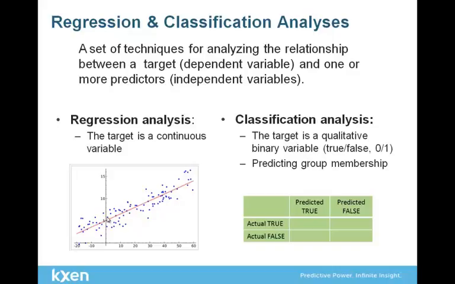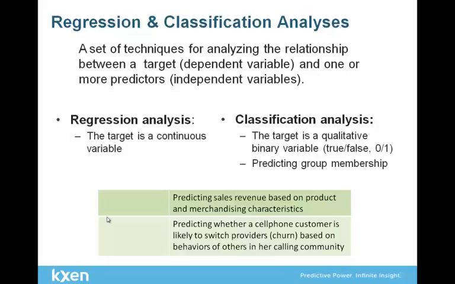Now that we are familiar with the difference between regression and classification, can you tell me which analysis is called for when predicting sales revenue based on product and merchandising characteristics? Correct. It's a regression analysis because it describes a single target, sales revenue, along with a set of predictors. The target is a continuous variable. What about the second application? This is a classification analysis example because the target variable defines just two groups, cell phone churners and non-churners.